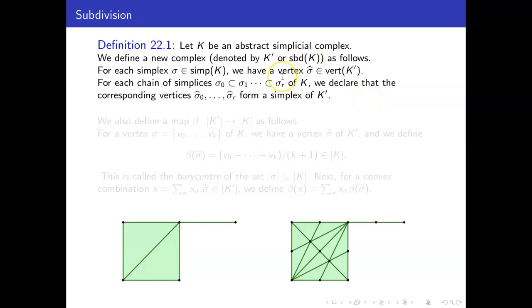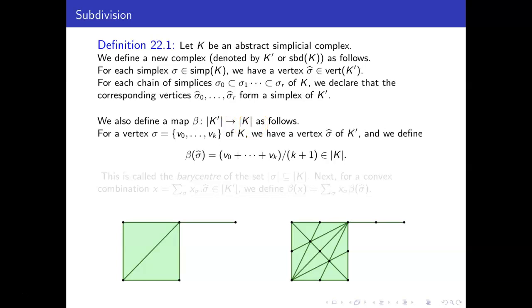Okay, so notice, although we've been explaining this in terms of geometric pictures which actually show the geometric realization of K, this formal definition is really a definition with abstract simplicial complexes, just with finite sets of vertices and simplices and so on. But to explain how this corresponds to the geometric pictures, we need to introduce this map called beta. So beta is going to be a map from the geometric realization of the new complex K prime to the geometric realization of the old complex K.